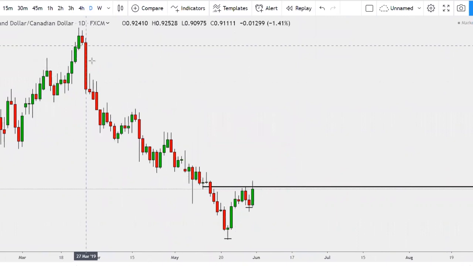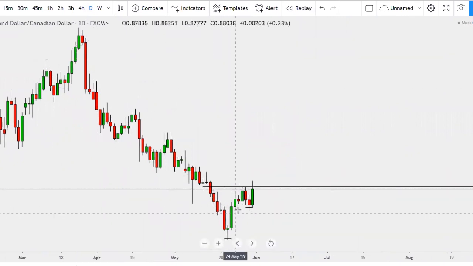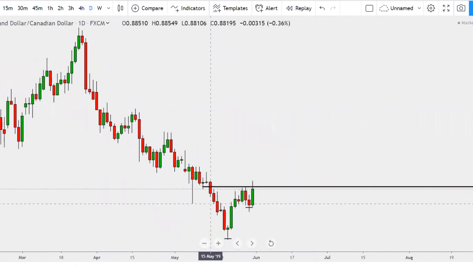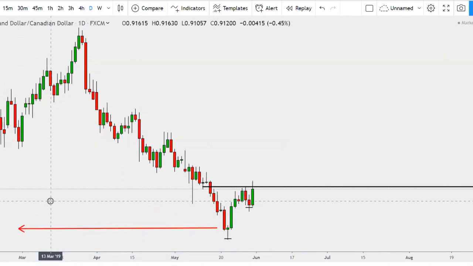The first thing that I'm looking at is the overall structure, which was down, which was clearly sell bias. Now, when I'm looking for a continuation of a sell, I'm looking for a lower high structure to be formed, and then I'm looking to sell the structure back to the downside. However, when I look at this market, I can see it's overextended. So looking to the left, I don't see much traffic.